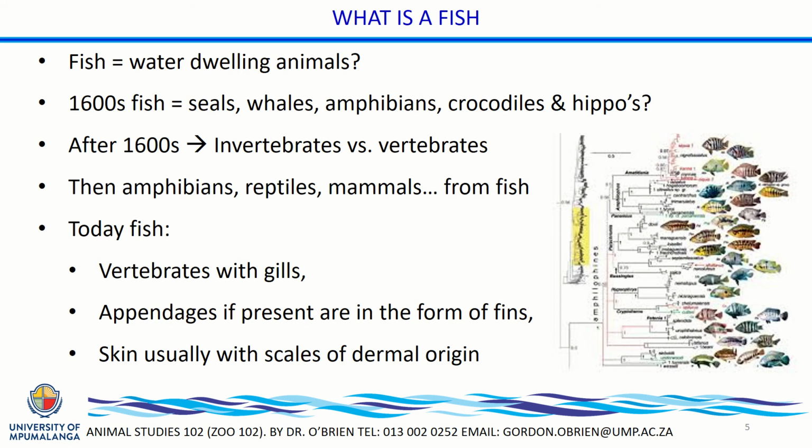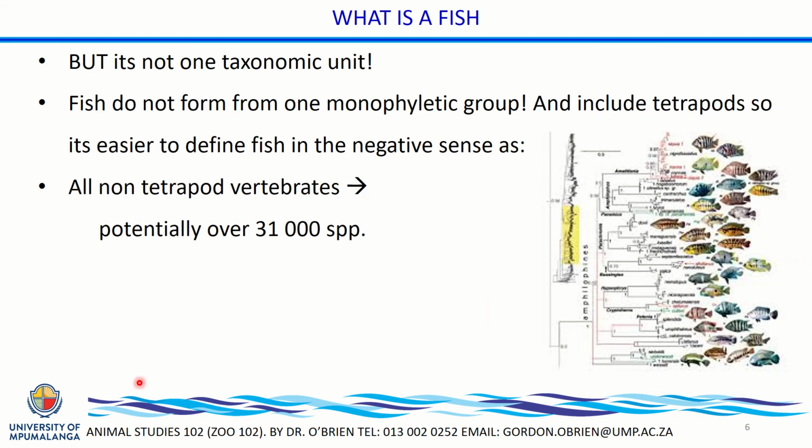Okay, the skin of the fish. They have an ectoderm. They have a covering that is usually covered with scales, and it is of dermal origin, but not all fish. You know the catfish, the barbel? We caught one last week. It's a fish that has skin. It doesn't have scales.